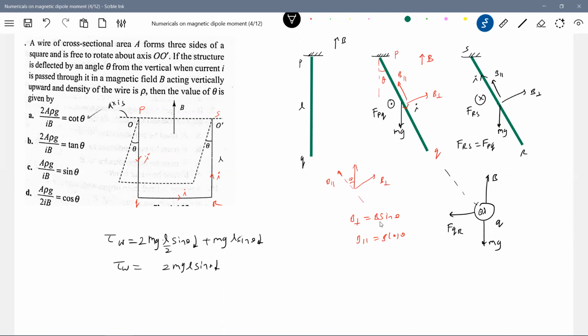Torque due to the BIL force, torque due to magnetic force. So that should be equal to FQR into L cos theta, FQR into L cos theta. And how will it be? It will be in this sense.